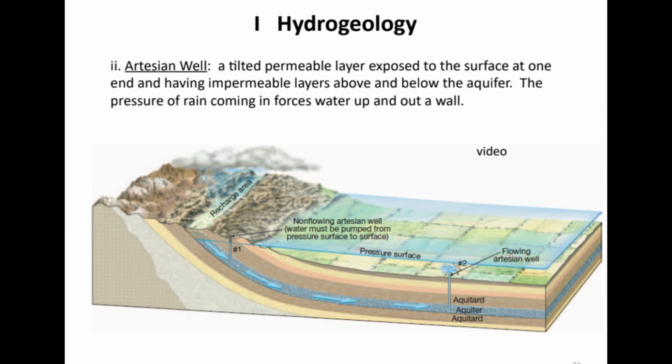A special type of well is called an artesian well. In artesian wells, you don't need to pump the water out of the ground. It shoots out of the ground all by itself. A few special things you need to have an artesian well are either folded or tilted rock layers, and you also need to have the water table above the surface of the well.